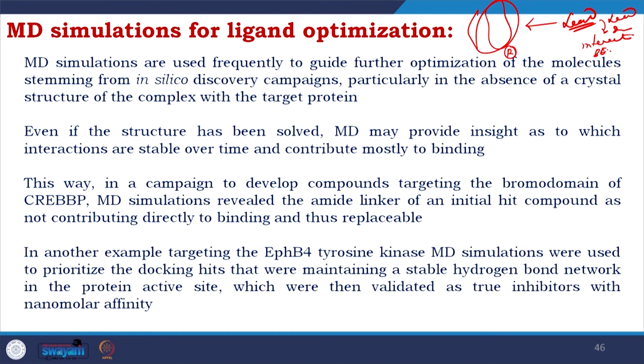In another example, targeting EPH receptor tyrosine kinase, MD simulations were used to prioritize the docking hits that were maintaining a stable hydrogen bond network in the protein active site, which were then validated as true inhibitors with nanomolar affinity. So, there is a correlation coming up, there is a protocol developed now going through.